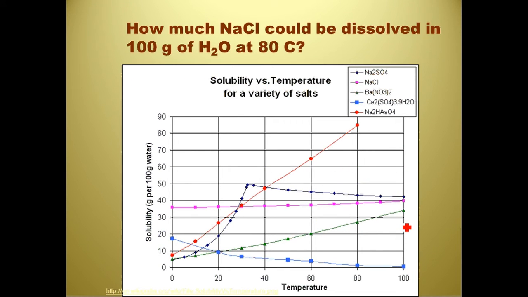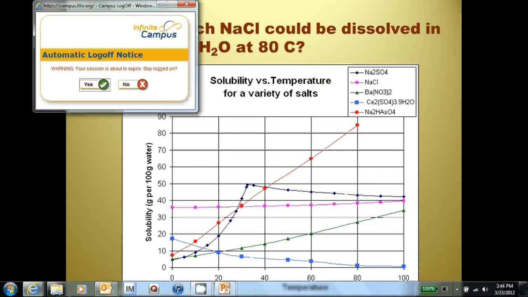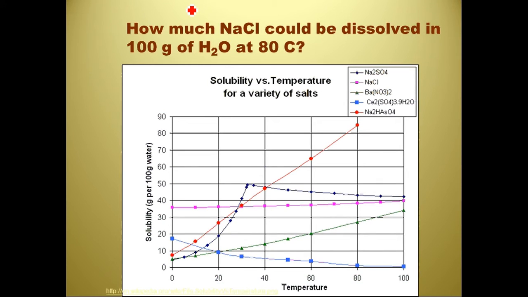How much sodium chloride could be dissolved in 100 grams of water at 80 degrees Celsius? Well, here we take a look at this 80 degrees Celsius. We read our way up and we find sodium chloride, and it looks like we're going to call that 39 grams for every 100 grams of H2O. Okay.